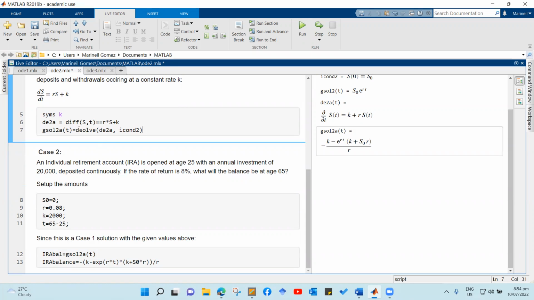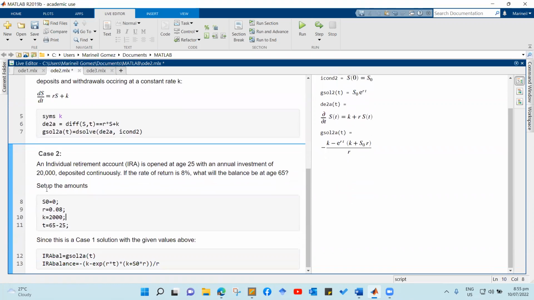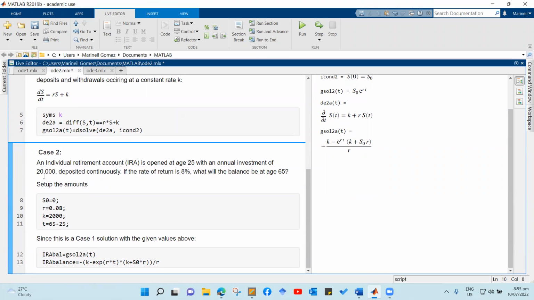So we have our amounts. I did not set this up as a differential equation because this is basically case number 1 with just values for R and K. Our initial investment is 0, since you just opened an account. You have a rate of 8%, that's 0.08, and an investment of, sorry, not 20,000, it's 2,000 per year deposited continuously. And the time is from age 25 to 65, so T is not 65 nor 25. It's the difference between 65 and 25, basically the amount of time that the account exists.